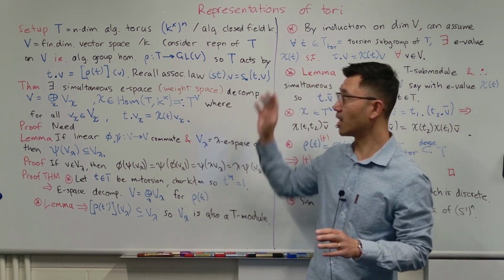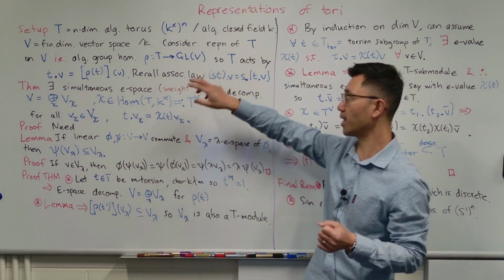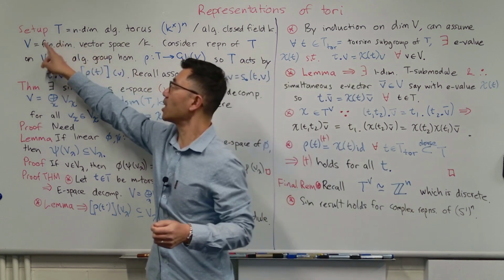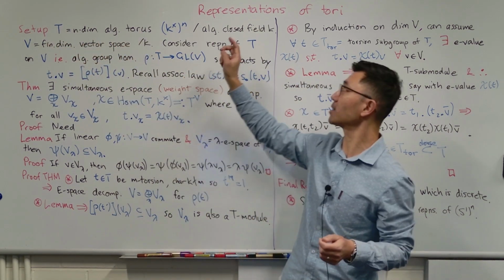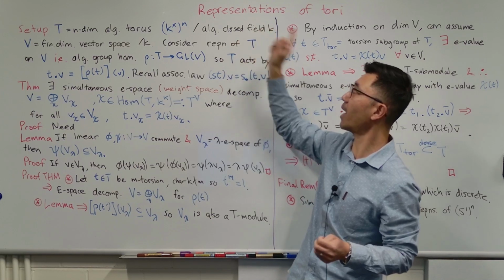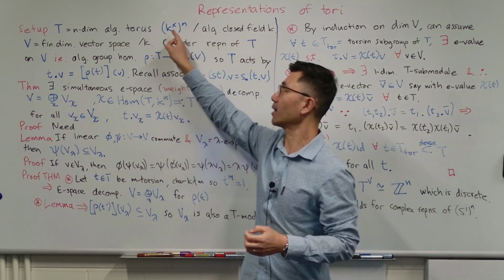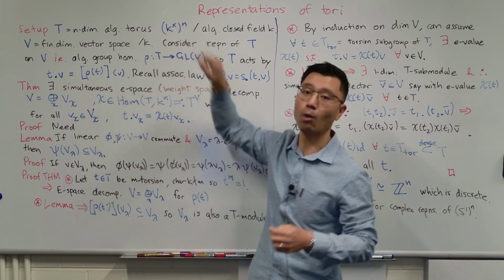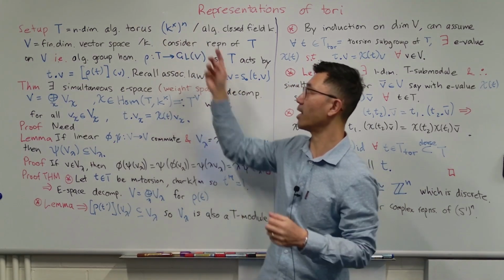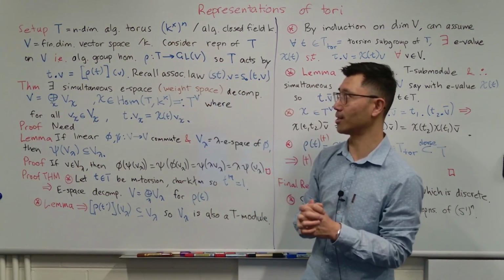Okay, so let's go to the setup that we want to use, at least for today's video. T will be an n-dimensional algebraic torus. That means that we're going to have an algebraically closed field K, and then we're going to look at the multiplicative group of K, so K cross, the non-zero elements, and we'll look at n copies of that. That's the n-dimensional algebraic torus.